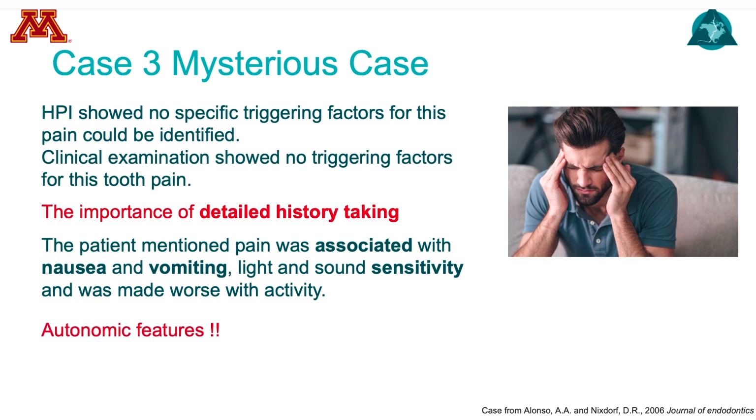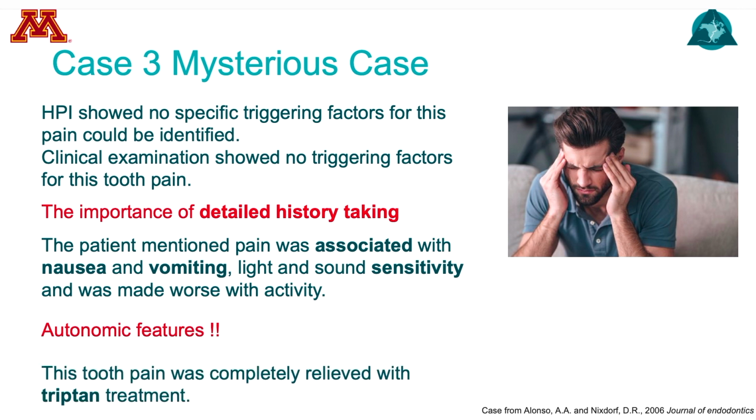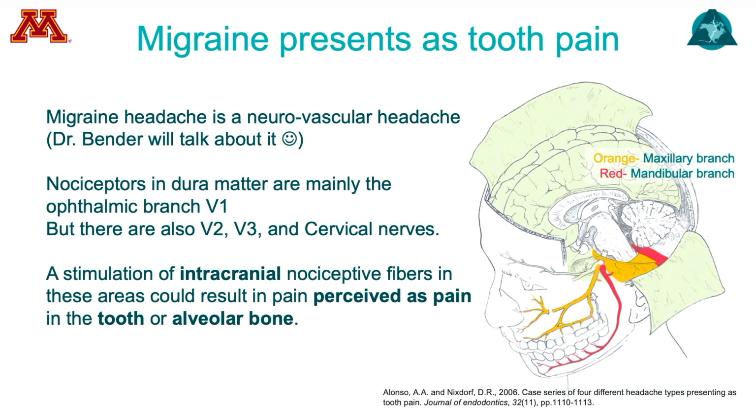This is the very key information we call autonomic features, which is a typical feature for migraine headache that Dr. Bender and Dr. Marcelo will introduce and give us more details. And this feature suggests that this tooth pain is actually a migraine headache presenting in the tooth region. So end of the story, we gave the patient some triptan medication. The patient had complete symptom relief. So why is that? Migraine presenting as a tooth pain, which is very interesting and exciting.